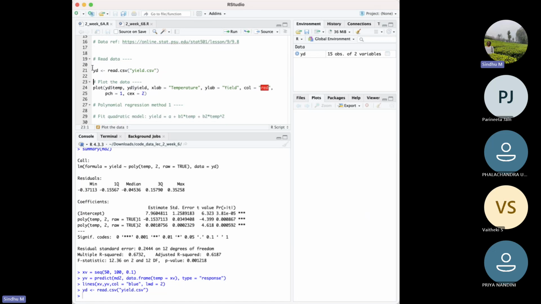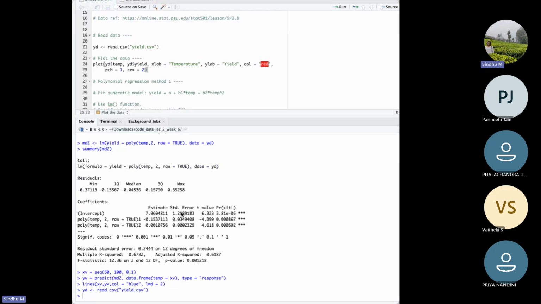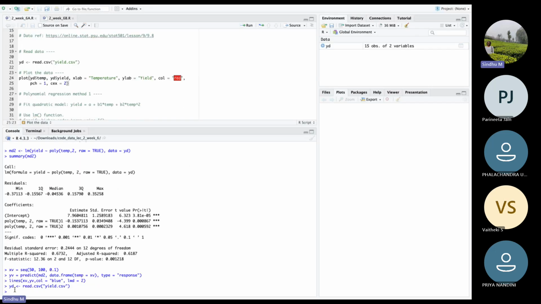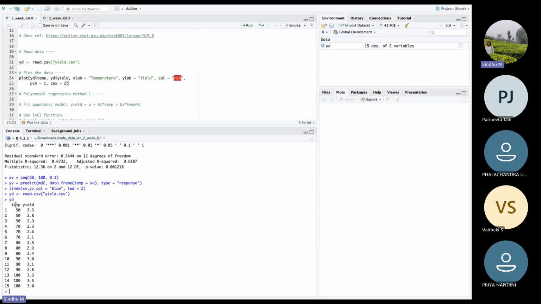So now first we have to check what is in the data. So to do that, we are plotting temperature and yield. And if you want, we can also check what are the columns in this data set. So I'm just typing YD. And you can see that there are two columns, temperature and yield. So this is the temperature column and this is the yield column. So this temperature is written first, meaning that it will be the x-axis, and the column that is written second will be the y-axis.